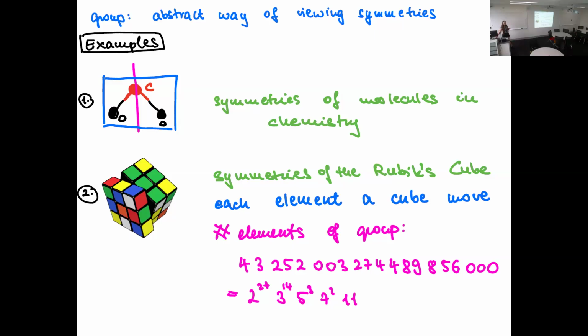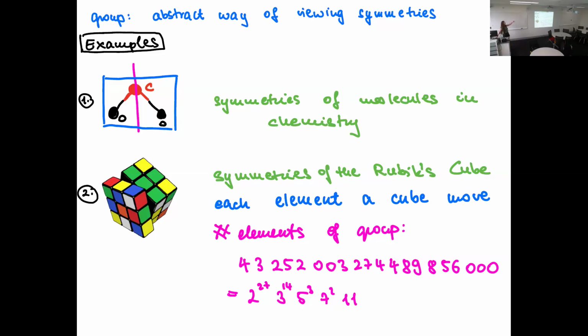It looks like an account number. Sorry? It looks like a bank account number. Well, you can try it. But yeah, maybe Rubik's bank account is this. Then you can send some money over there.